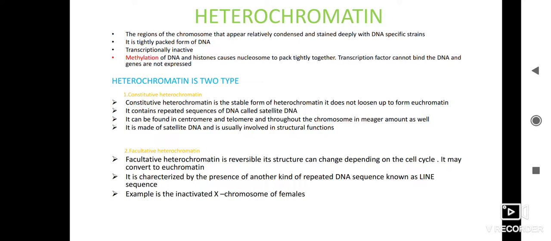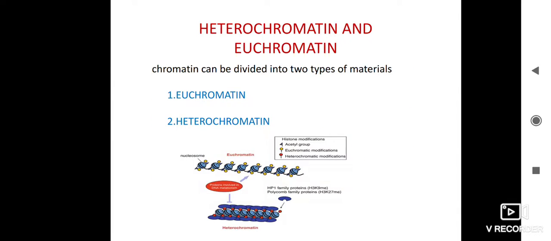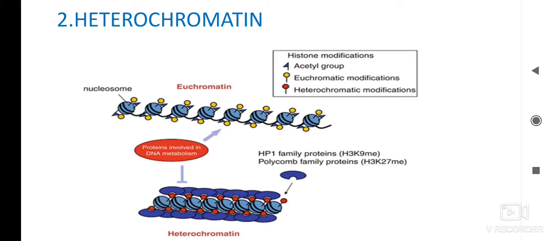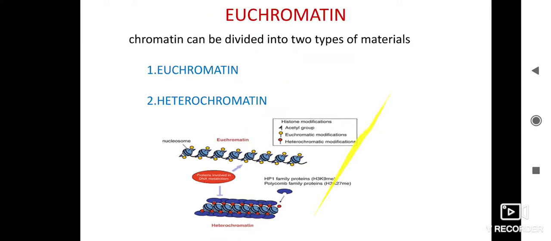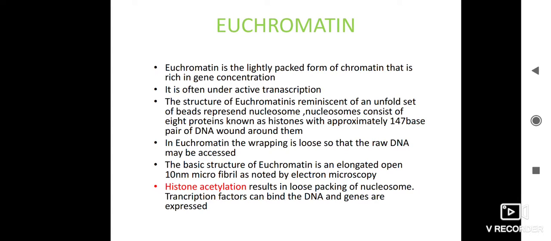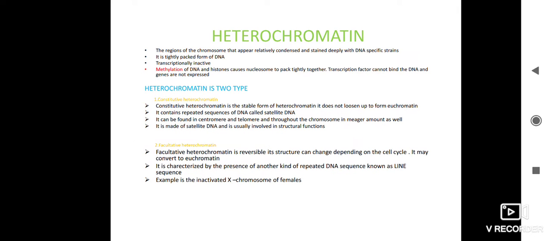Methylation of DNA and histone causes nucleosomes to pack tightly together. Transcription factors cannot bind the DNA and genes are not expressed. This is heterochromatin. It is tightly packed nucleosomes. In euchromatin, histone acetylation results in loose packing. In heterochromatin, methylation results in tight packing.